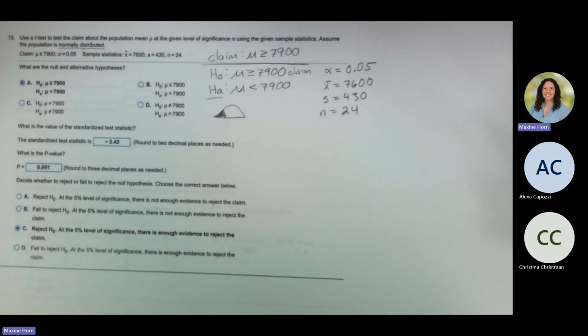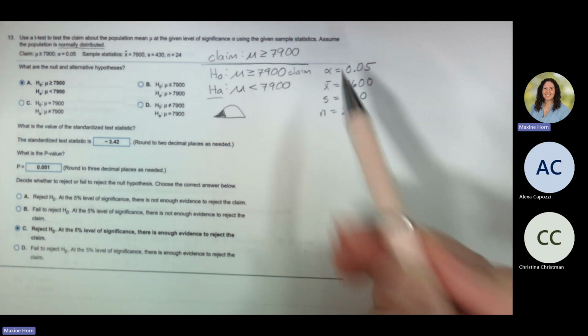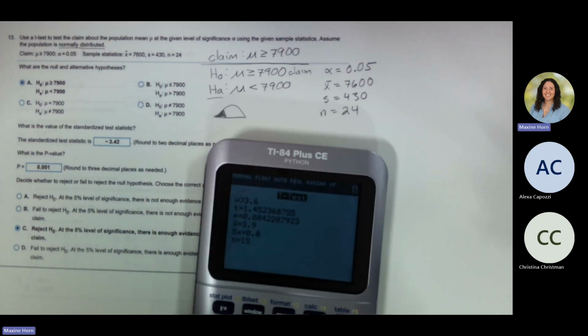Okay, so let's go ahead and plug this in so that we can find the standardized test statistic and the p-value, and then we are going to compare our p-value to our alpha to determine if we reject or fail to reject the null, and then we're going to look at the chart to say how we word our final conclusion based on whether we rejected the null or failed to reject it, and whether our claim was the null or the alternative.